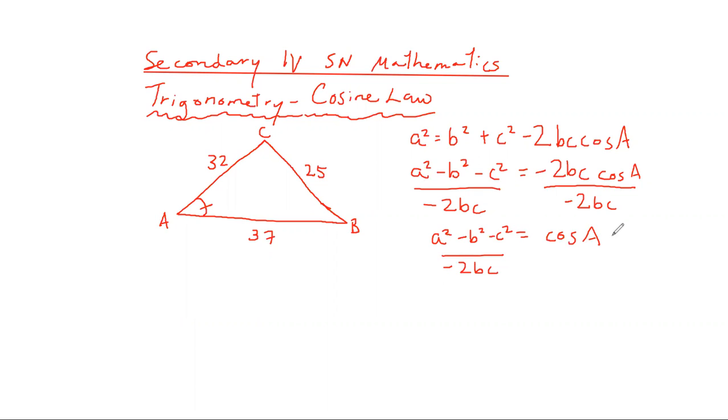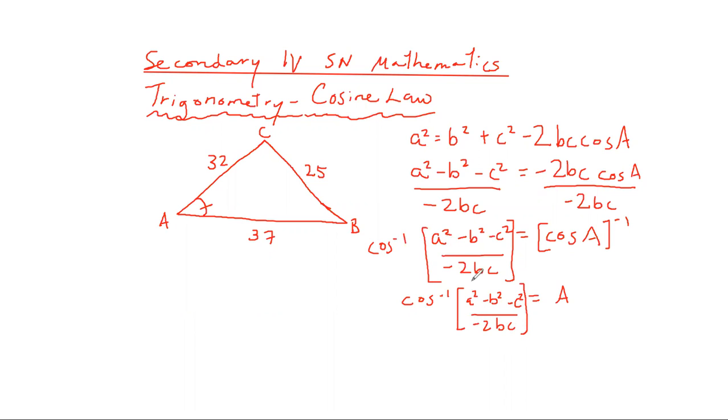And to solve for an angle like we've done in the past, you essentially take cos to the minus 1 of all of this. So I end up with A is equal to cos to the minus 1 of A squared minus B squared minus C squared all over negative 2BC, close bracket. So now that that's isolated, I can now substitute the numbers I have and solve for my missing angle.